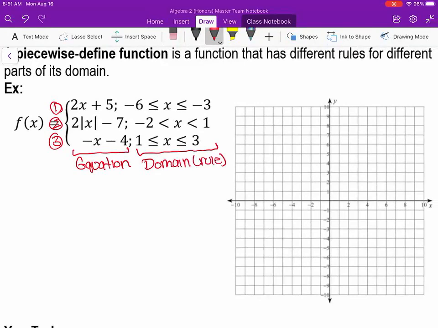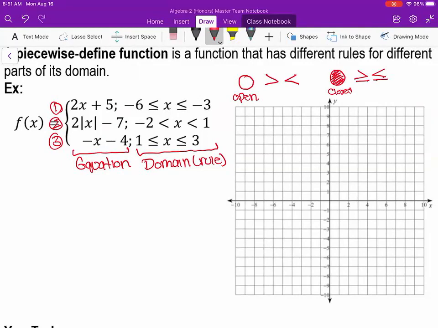All right. Now, within the domain rule, notice that there are some less than or greater than, and there are some less than or equal to, greater than or equal to. When we graph those 2 restrictions or rules, some of them are going to have an open circle. Some of them are going to have a closed circle. Now, which ones are which? The ones that are going to have an open circle, those are going to be greater than or less than. The ones that are going to give you a closed circle, those are going to be greater than or equal to, less than or equal to.